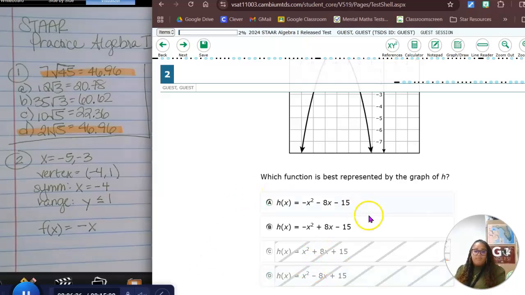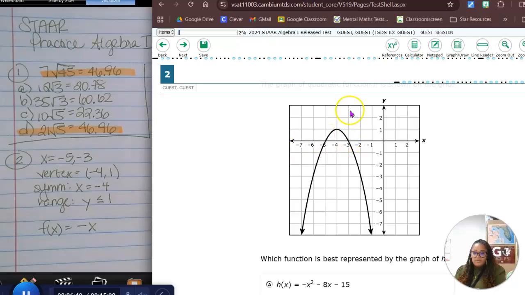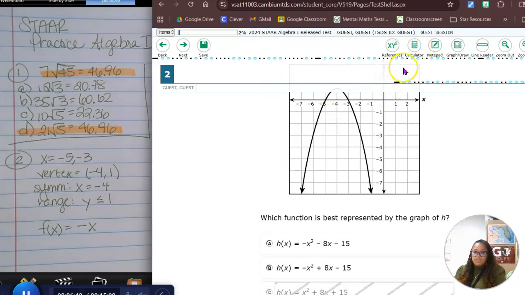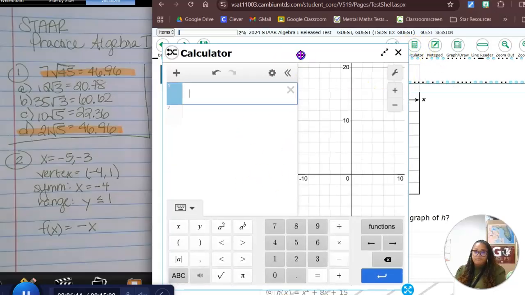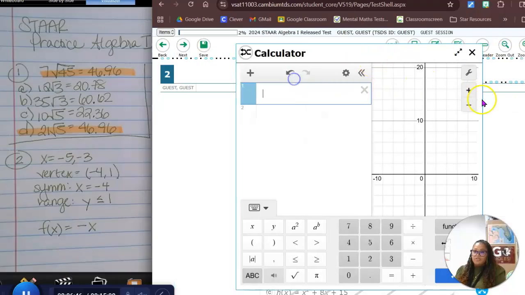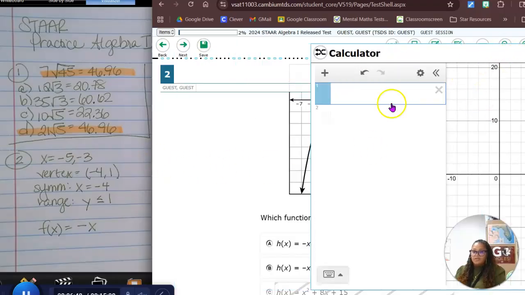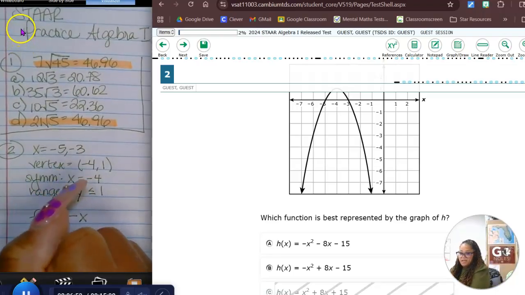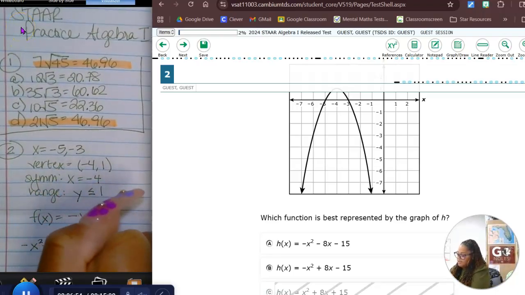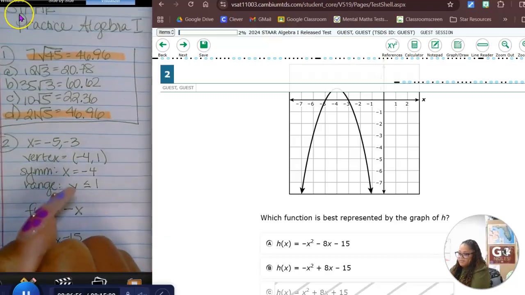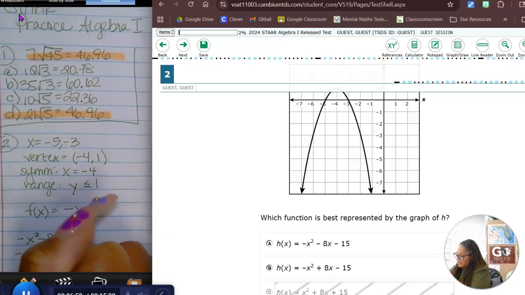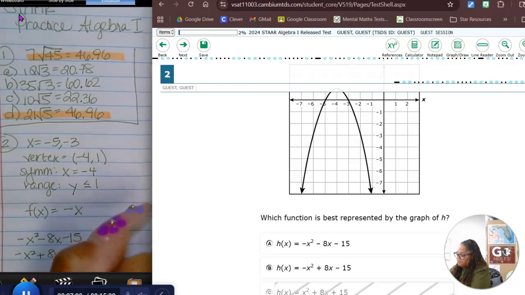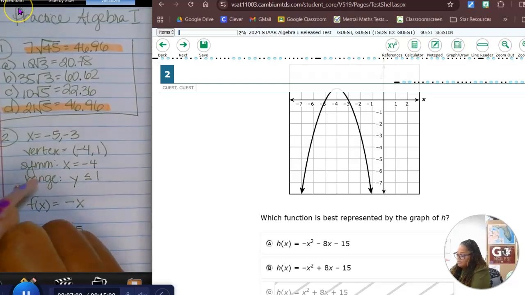So then if I just want to match this to see what my zeros are, then I'm going to go to Desmos. Oh, I should have written them down, like I said earlier. Close. It's either going to be -x squared minus 8x minus 15, or -x squared plus 8x minus 15. A or B.